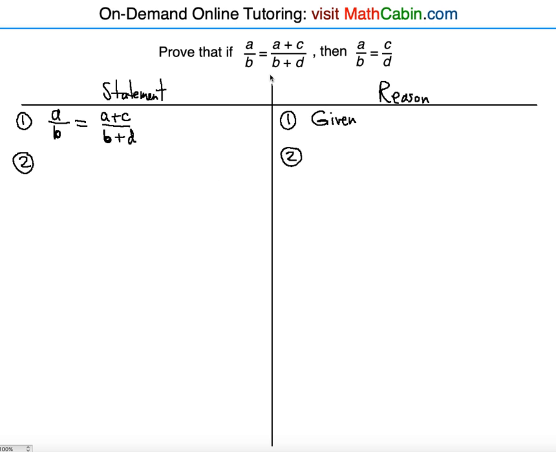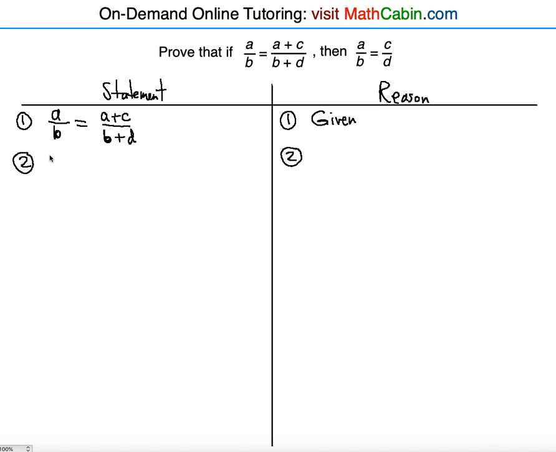Prove that if a over b is equal to a plus c over b plus d, then a over b is equal to c over d. So the first thing is to write the given statement and specify the reason as given. The second part would be to, of course, cross multiply.